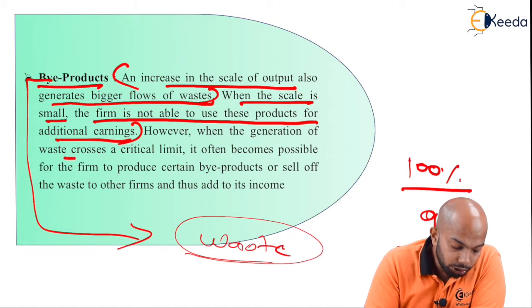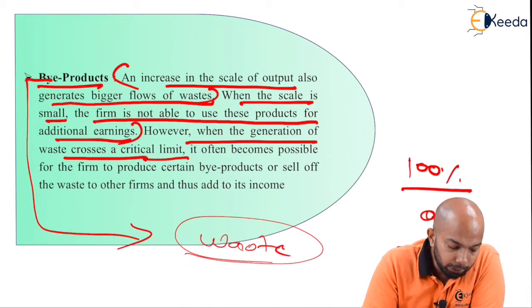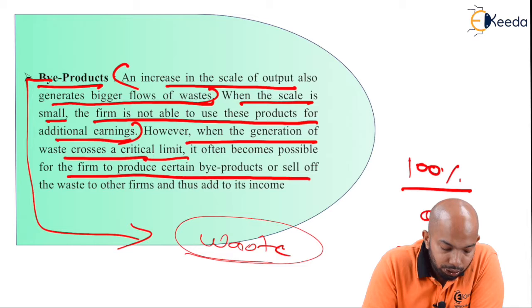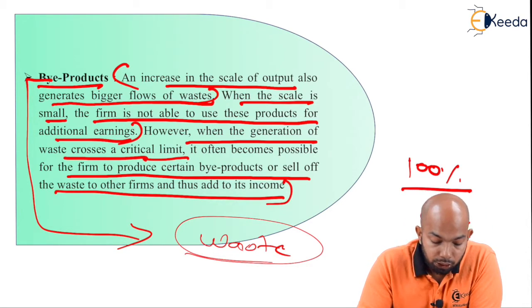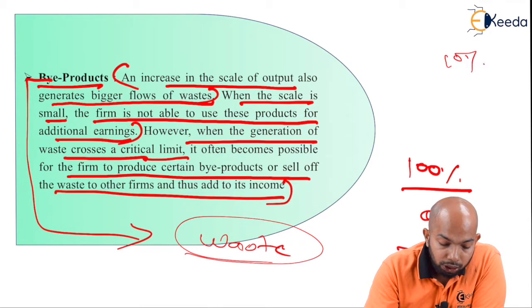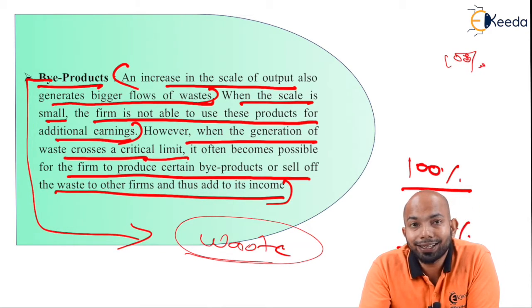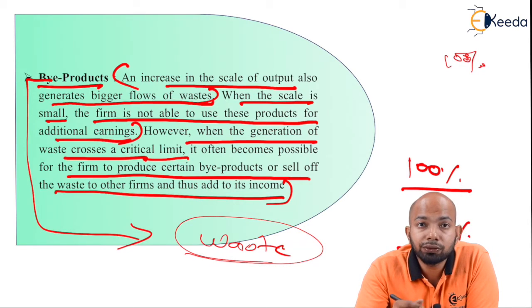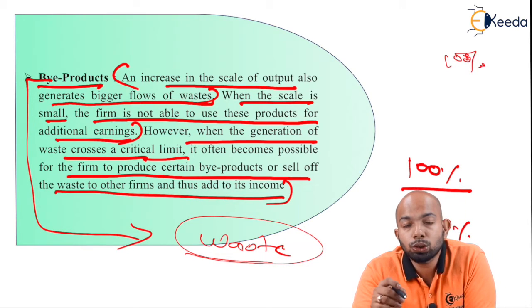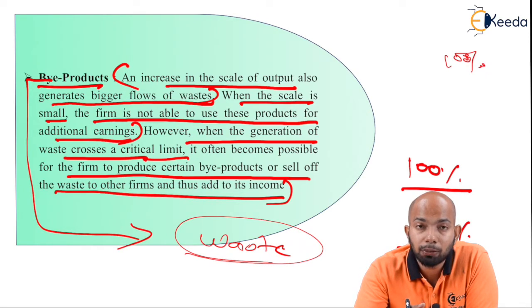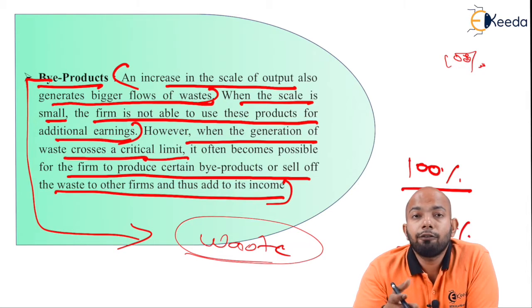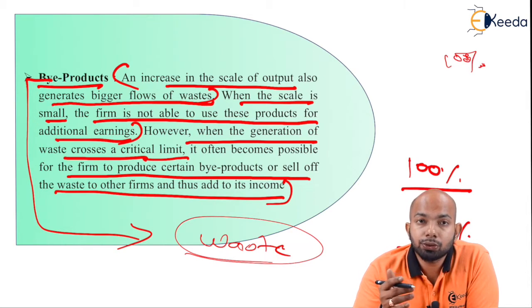But when the generation of waste crosses a critical limit, it often becomes possible for the firm to produce certain byproducts or sell them off and add it to the income. So if these byproducts are recycled and sold as certain other products, it can add to the income of the company. Hence, byproducts can help you in reducing the cost of the specific product; the average cost of the output will be reduced by default.